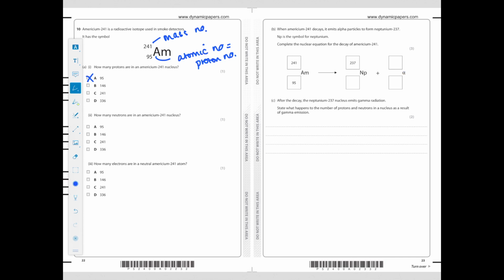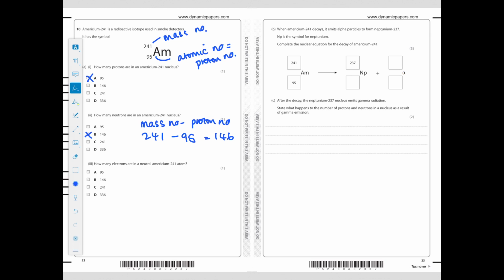A. How many neutrons are in americium-241 nucleus? So to work out the number of neutrons, you need to do mass number, take proton number. So that's 241, take 95 to give you a value of 146, which is B.